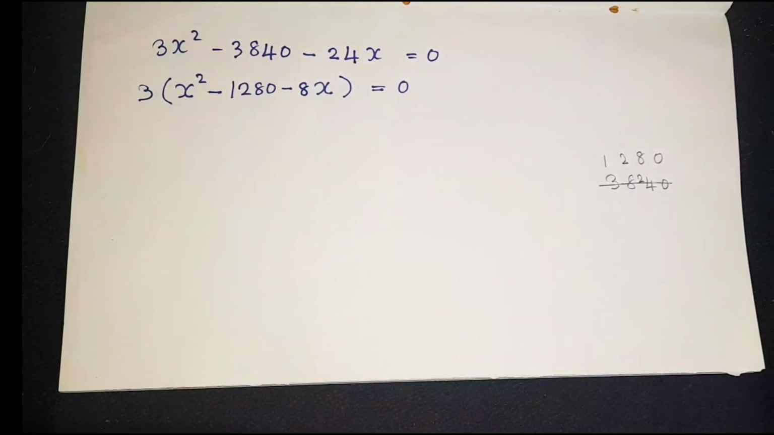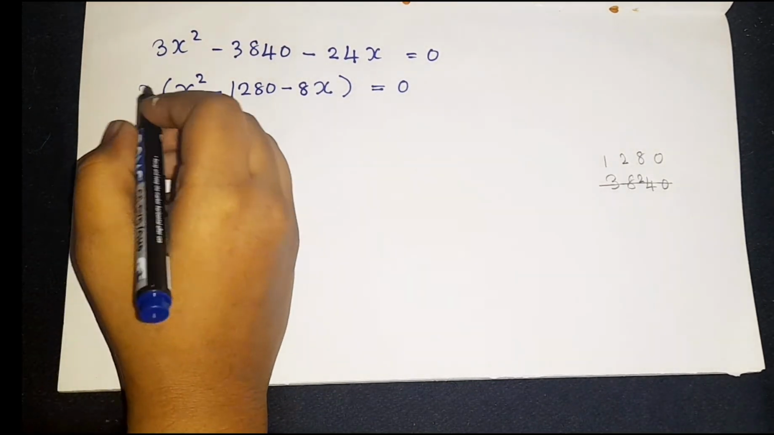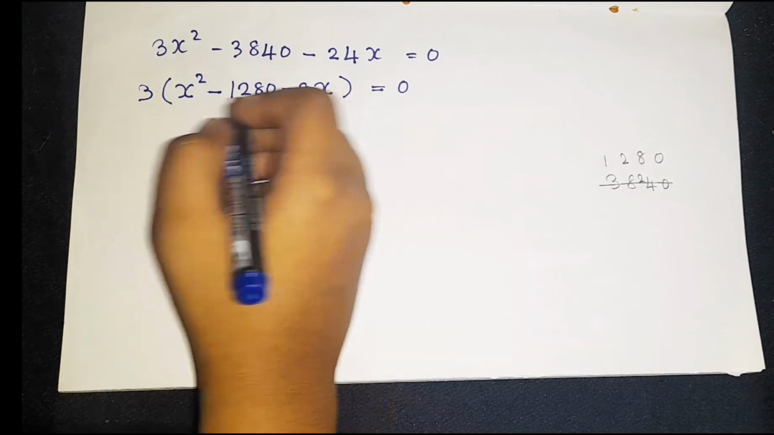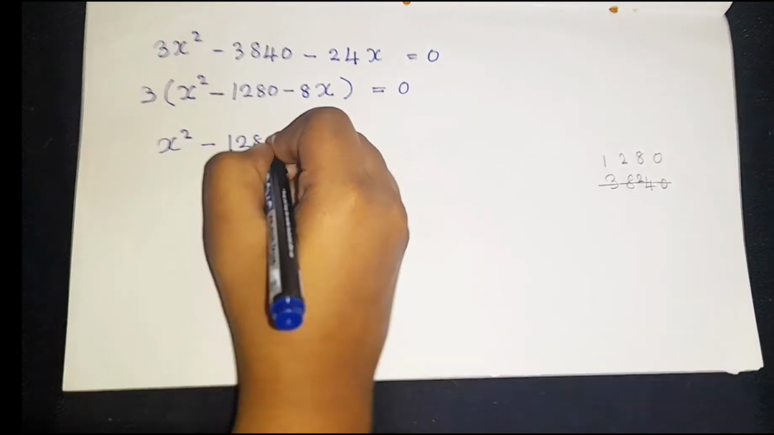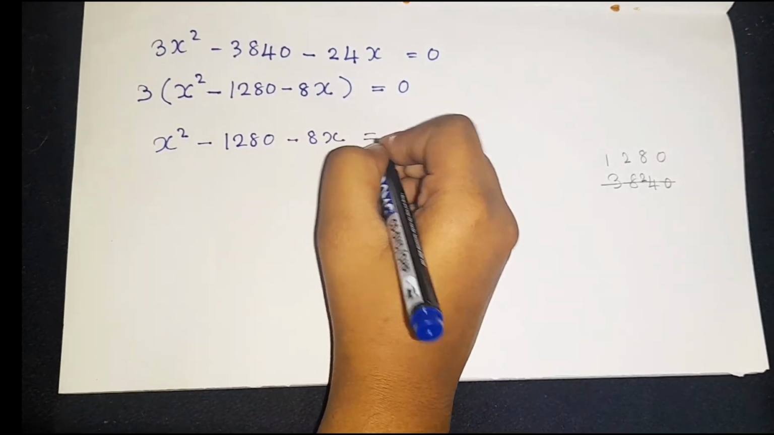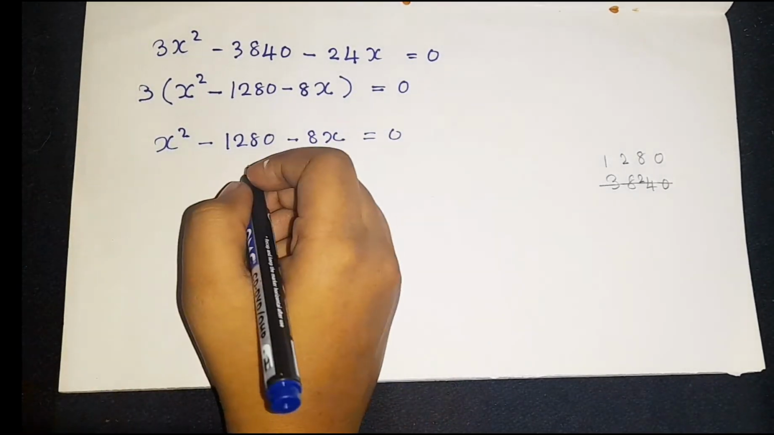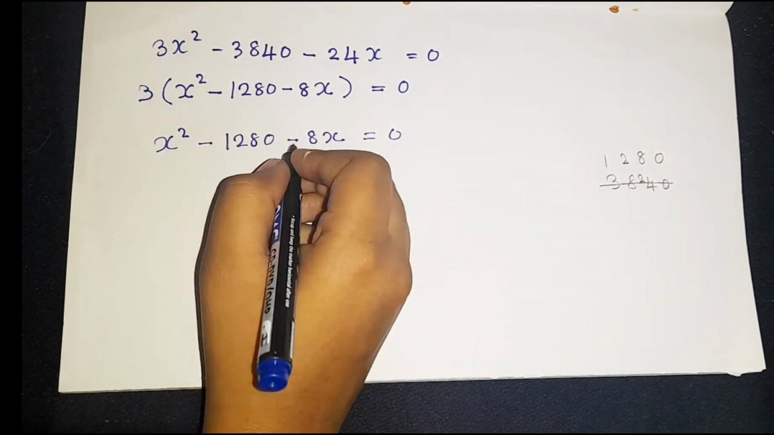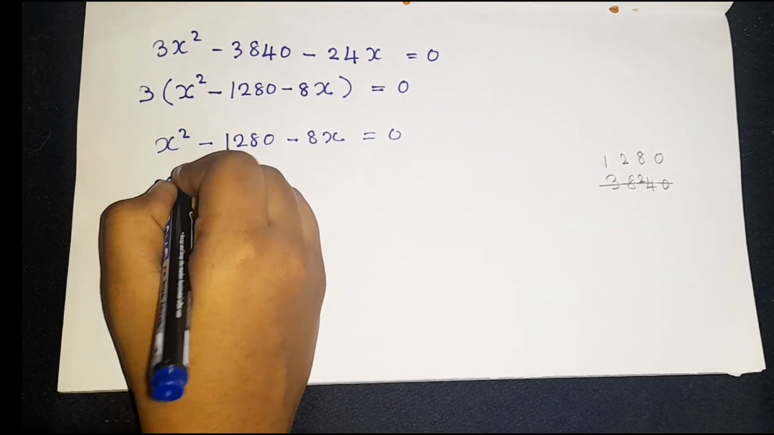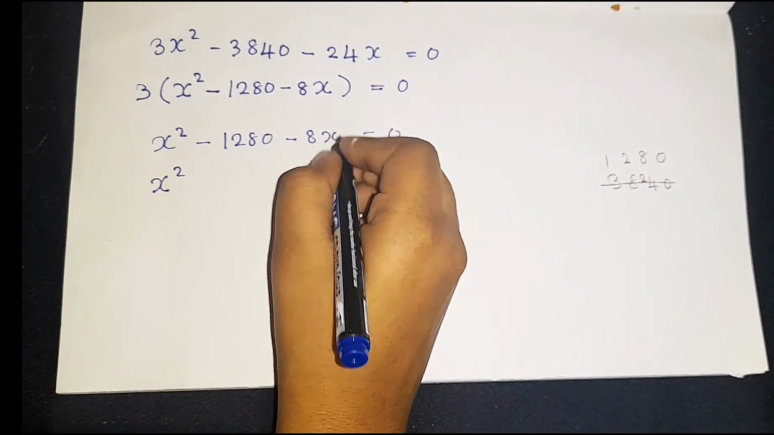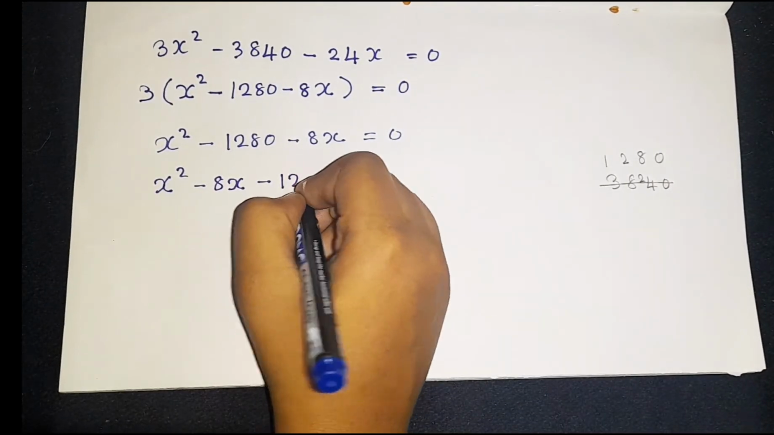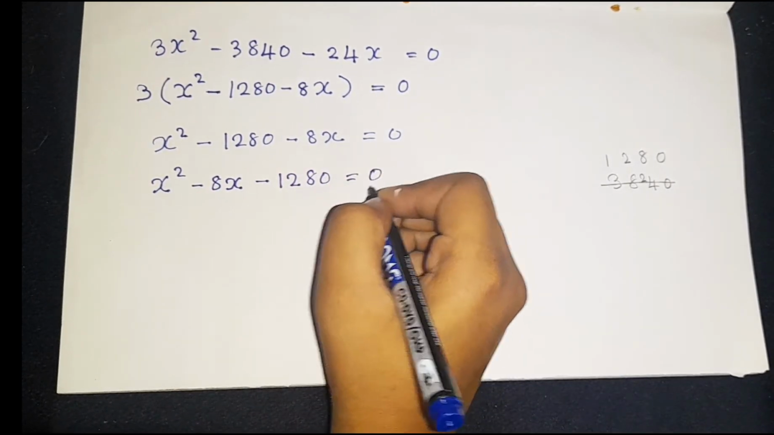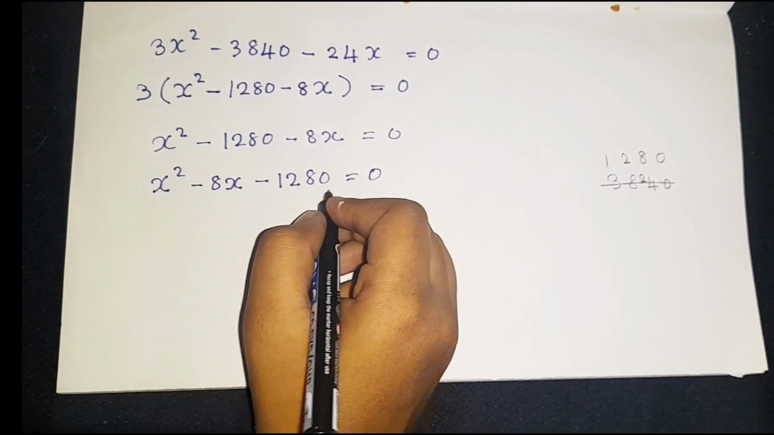So after taking the 3 common, we got these values. Now no need to care about this 3 anymore. So we can just write this equation, that is x square minus 8x minus 1280 is equal to 0. Here we wrote the equation as it is, but it is not in the proper order. First we should have the x square term, then the x term, and at last the constant term, is equal to 0. So we wrote it in order. Don't get confused in this.